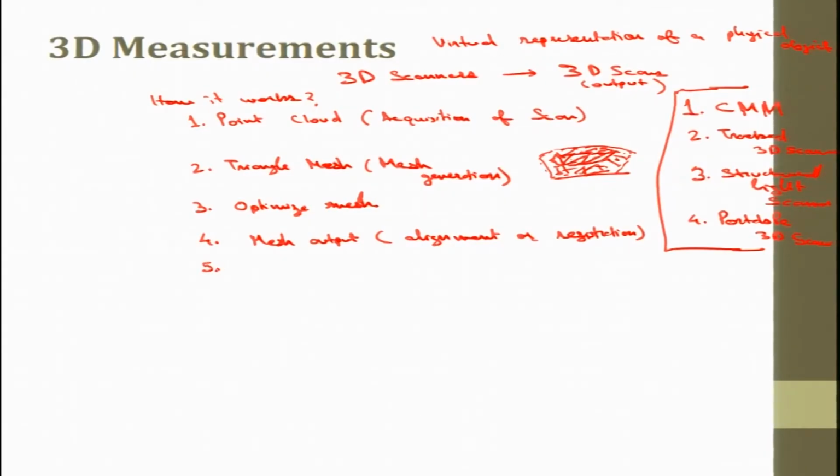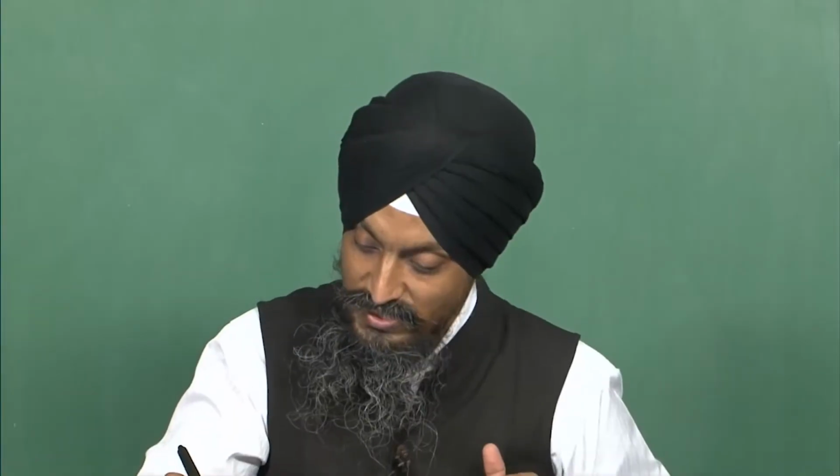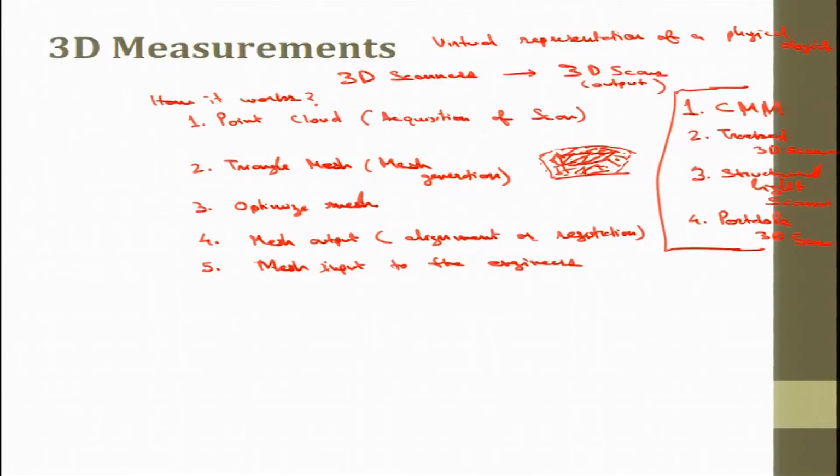After that, the mesh is input to the engineers' workflows. I will put mesh input to the engineers. This mesh goes to the engineers, who can create a surface if they like, or a solid model if they like. So this is the next step. How does it go to them? It is generally produced in the STL format, .stl format.